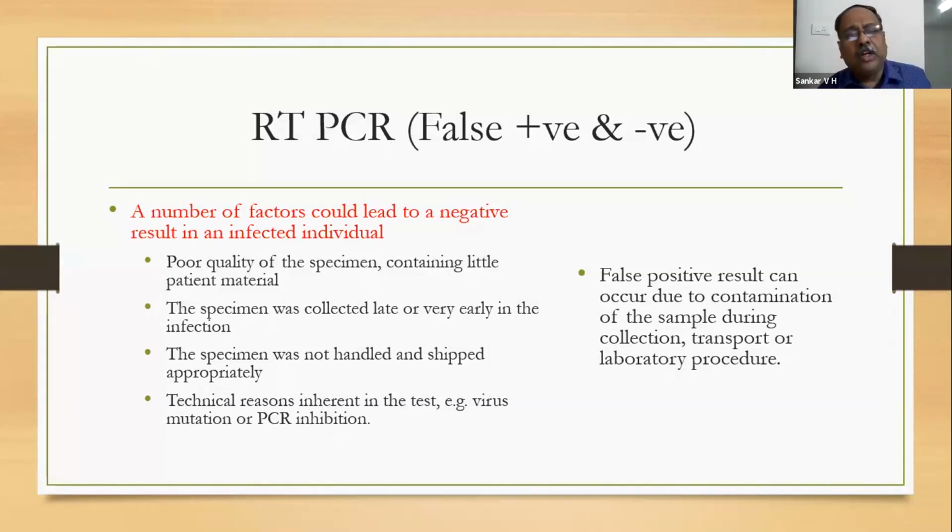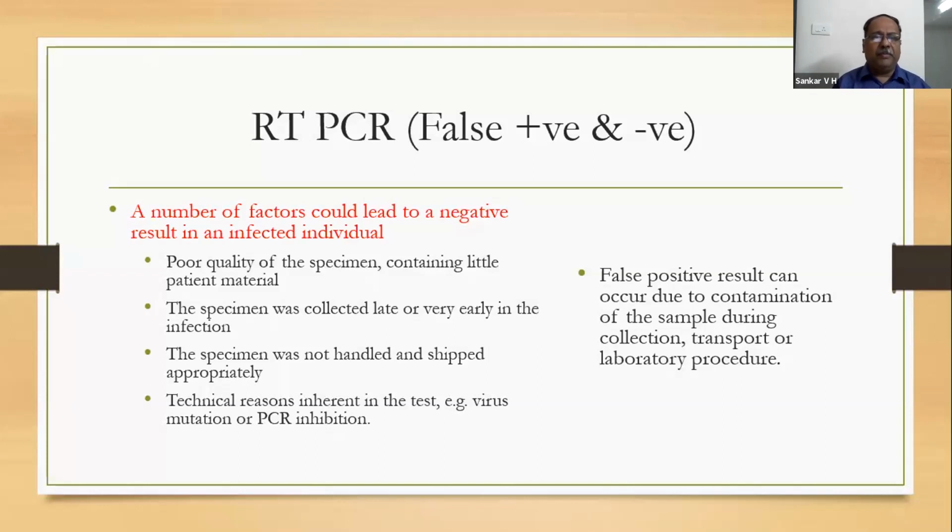The specimen may not have been handled and shipped properly. That means if the cold chain has not been maintained, etc., it may be negative also. And finally, technical reasons inherent to the test, like virus mutation or PCR inhibition. That is another problem, because of some substances; if a blood sample has been contaminated, or a hemolyzed sample is there, then you may have PCR inhibition.